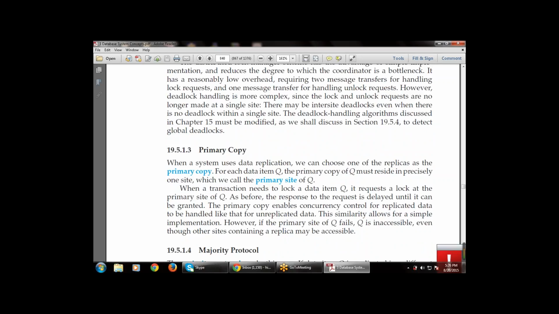However, if the primary site of Q fails, Q is inaccessible, even when other sites containing a replica may be accessible. That is the primary copy.